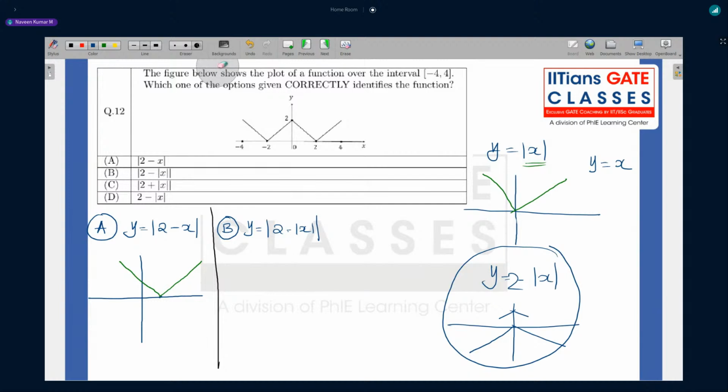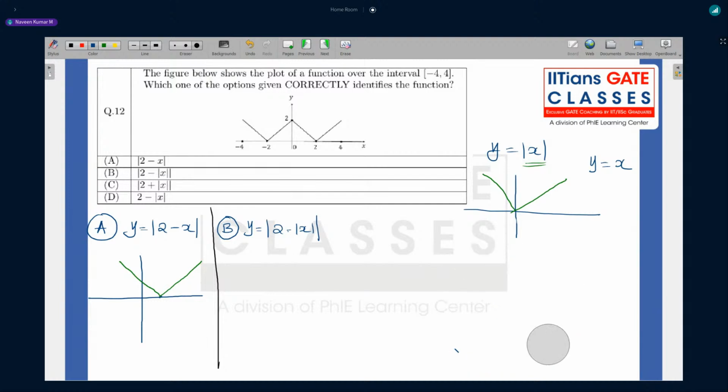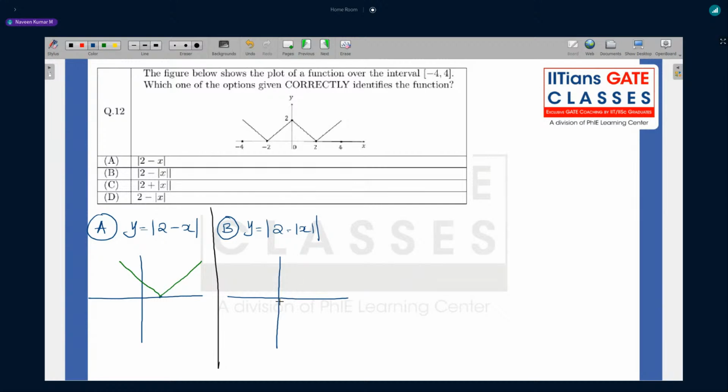So let's erase this stuff. Then I'll draw the graph. You'll understand what is happening, right? So let me do that like this, right? And now you have to draw something like this.